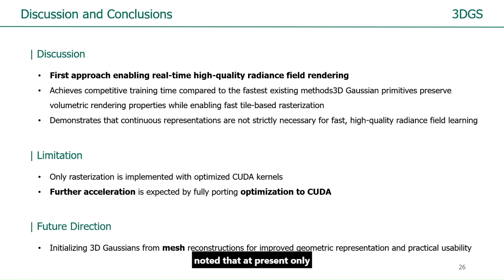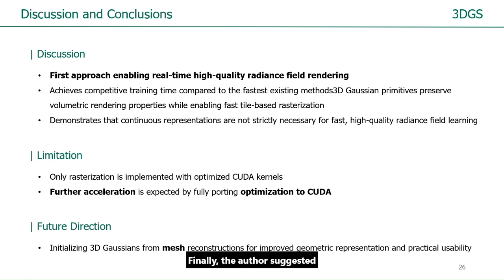The authors also noted that at present, only the rasterization stage is implemented using optimized CUDA kernels, and most of the training time is consumed by Python code. They accept that fully porting the optimization pipeline to CUDA could provide significantly greater acceleration for performance-critical applications.